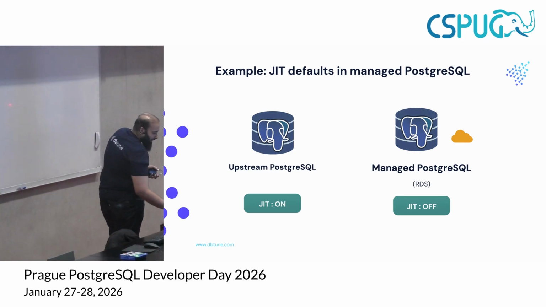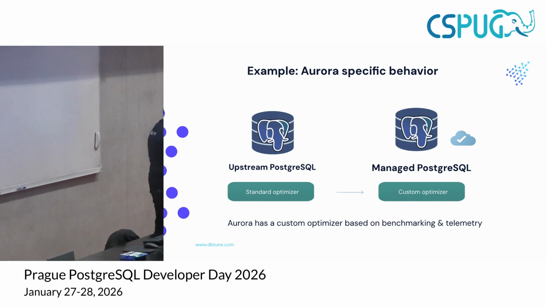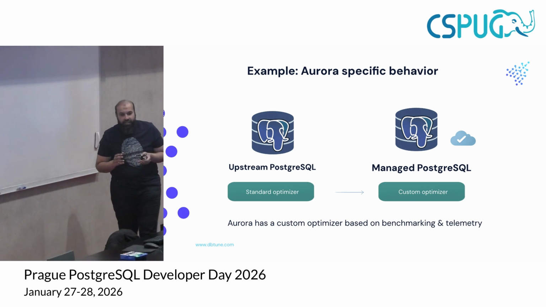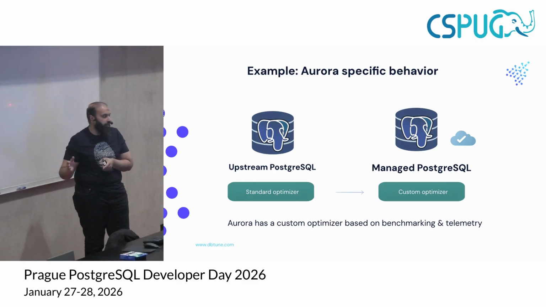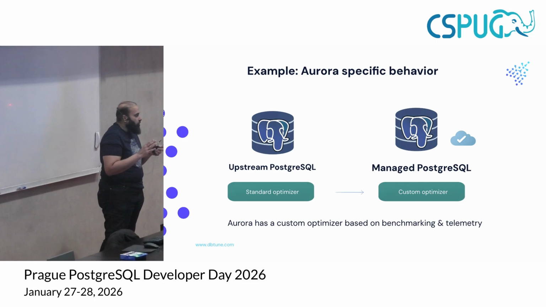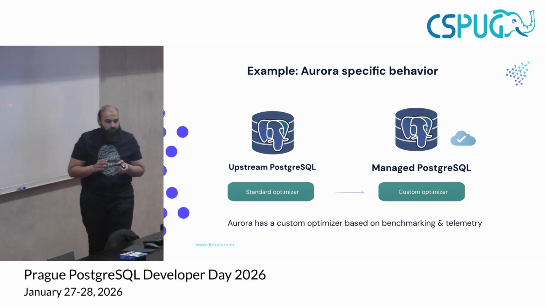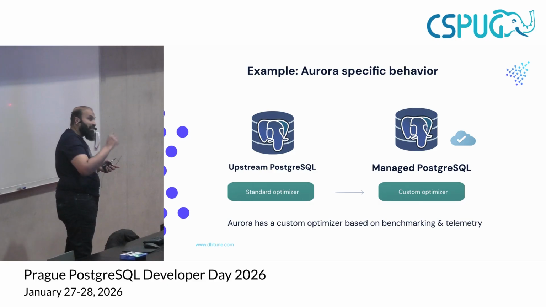So that's interesting. Another example is a little more subtle, which is related to Aurora. The assumption Postgres guides make is that the planner will behave consistently across environments. But that assumption doesn't hold on Aurora, because on Aurora the optimizer transformation is controlled by Aurora-specific parameters.